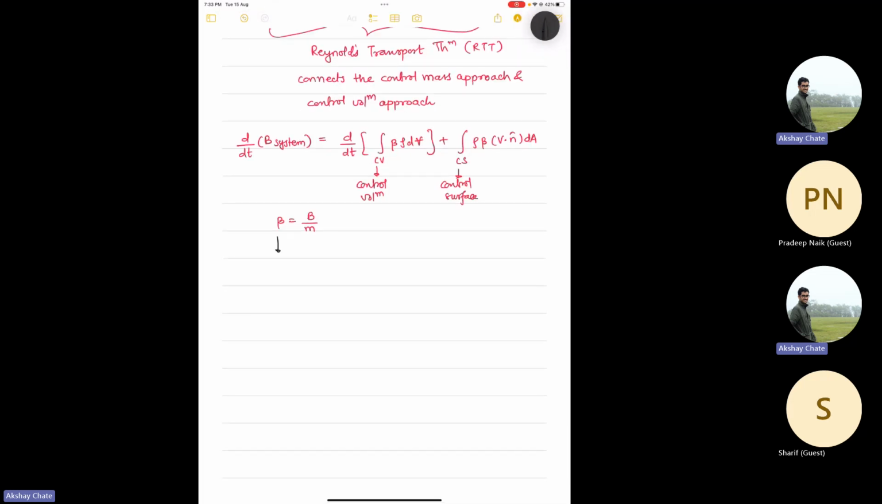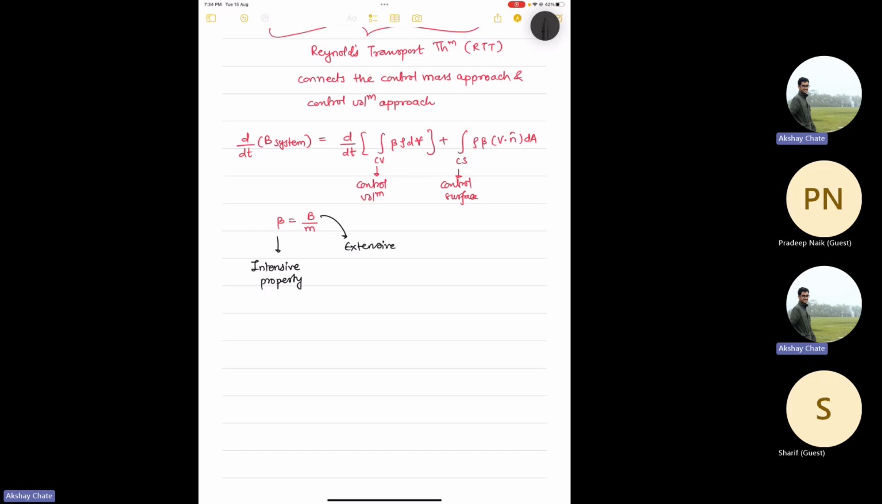This beta is called an intensive property, and B is called an extensive property. Once again, one property is extensive and one is intensive.